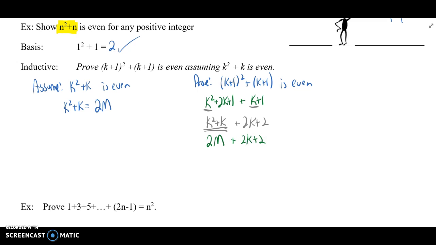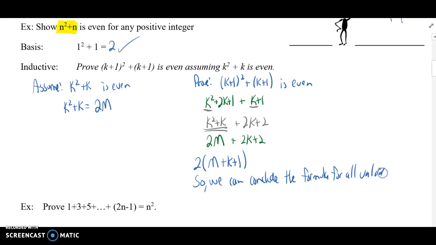Now, we know that something is even if 2 will go into it evenly. So as I look at what this k plus 1 squared plus k plus 1 actually multiplies out to, we're all the way down to here, and in all three of those terms, we can factor out this 2. So 2 times the quantity m plus k plus 1. And since we can factor a 2 out of them, we know that this must be even. In conclusion, the formula is valid not just for 1, but for any value of k. So it's a formula for all n.